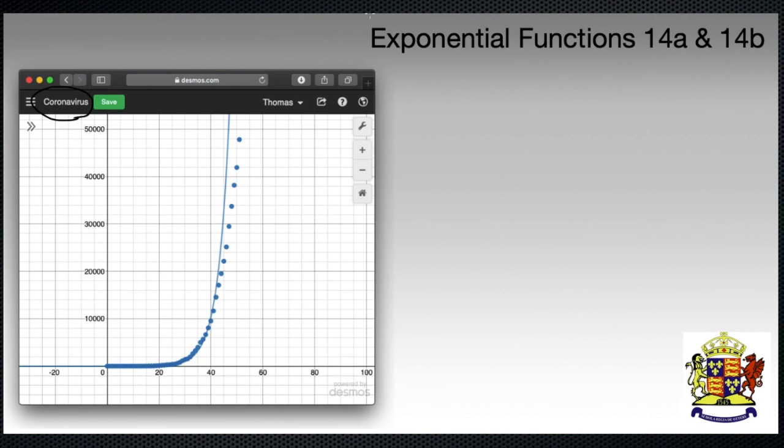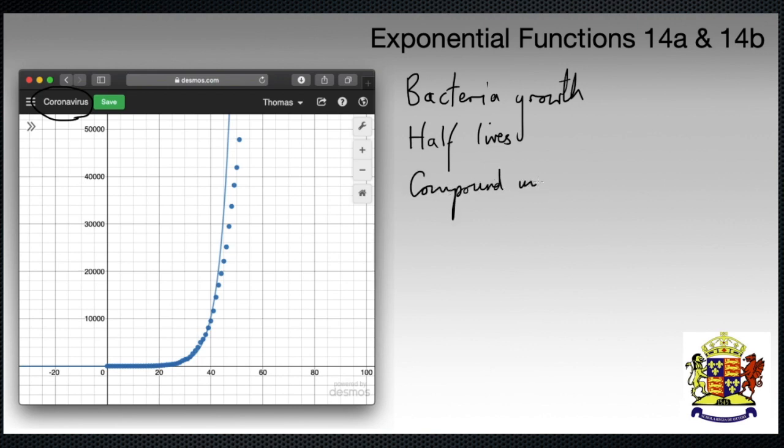Okay, so you'll find exponential functions in science with things like bacteria growth. In physics and chemistry, you might get exponential decay, so half-lives. And in maths, you will have seen this before when looking at things like compound interest, and sort of losing money over time, so depreciation.